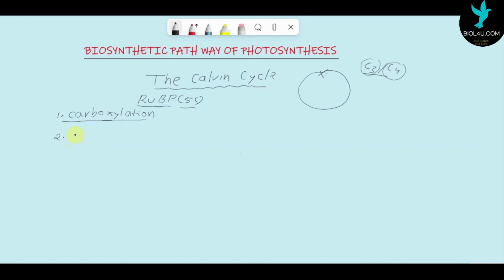The second reaction is the reduction reaction. After the carboxylation, it produces the first stable product, 3-PGA, glycerate, and that glycerate undergoes reduction. After the reduction, the last stage is regeneration, the RuBP regeneration. So carboxylation, reduction, regeneration: these are the three stages in the photosynthetic pathway. Let us explain these three stages separately. So first, carboxylation.